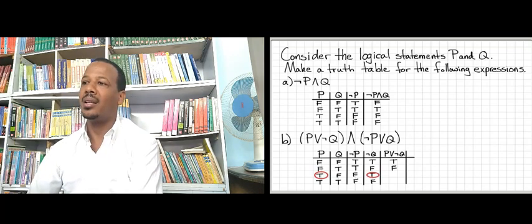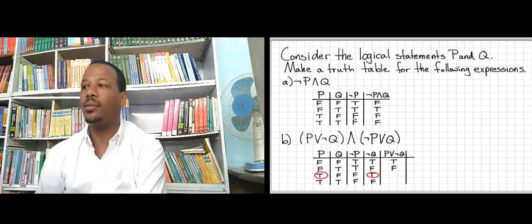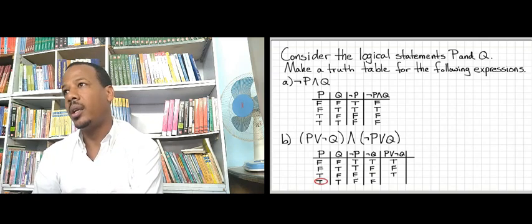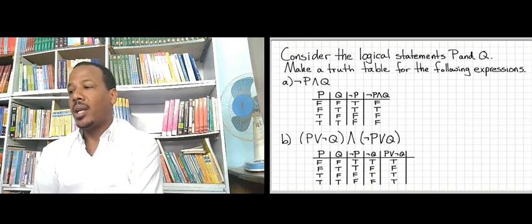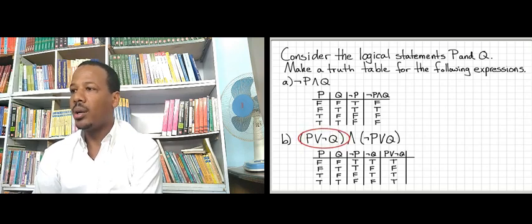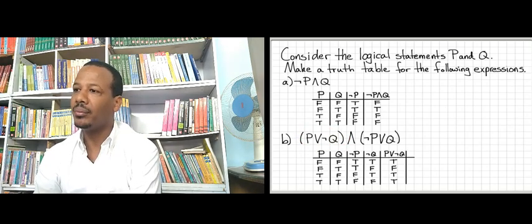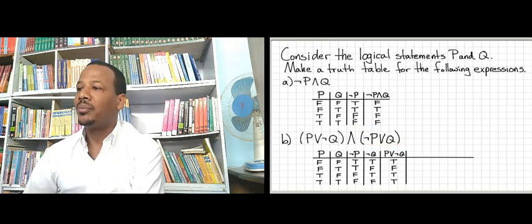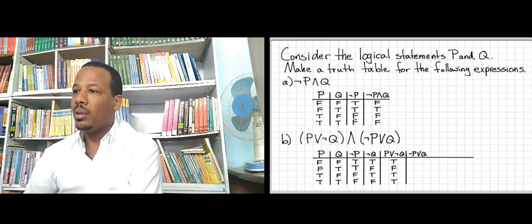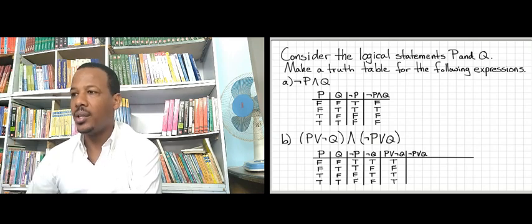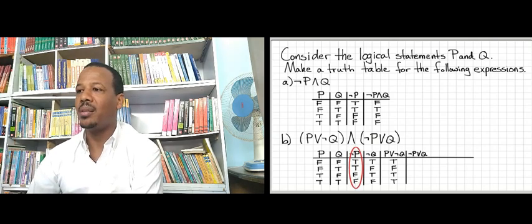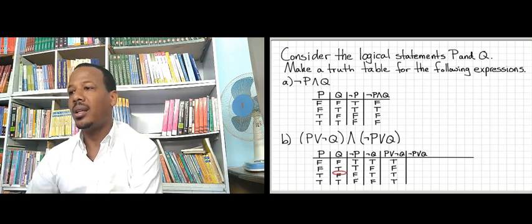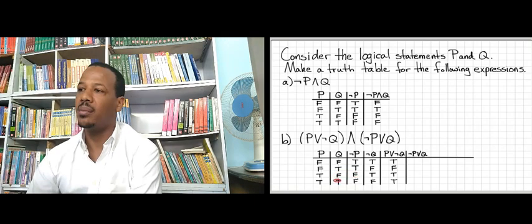The next one is finding all the possible truth values of negation of P or Q. So negation of P, the third column, or the second column. Yes, as you can see. So the first option is true or false, which is a true statement. The second one is true or true, which is true. The third one, false or false, which is a false statement. And the last one is true or false, which is a true statement.